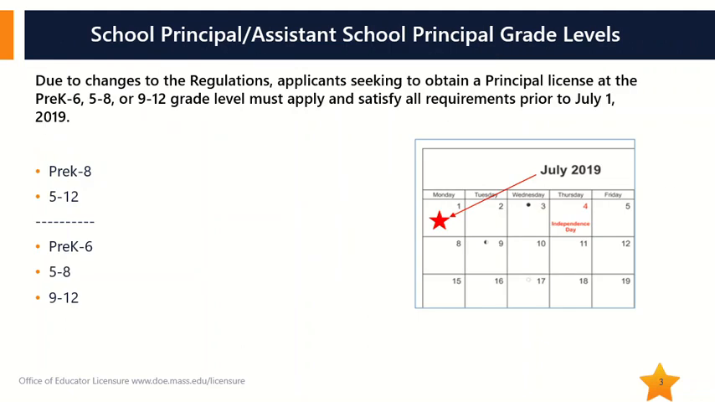Of all the academic administrator licenses, the Principal Assistant School Principal license is the only one offered at multiple grade levels. Please be advised that due to changes to the regulations, applicants seeking to obtain a Principal Pre-K through 6, 5 through 8, or 9 through 12 license must apply and satisfy all requirements prior to July 1st, 2019. Otherwise, they should apply for the Pre-K through 8 and/or 5 through 12 licenses.